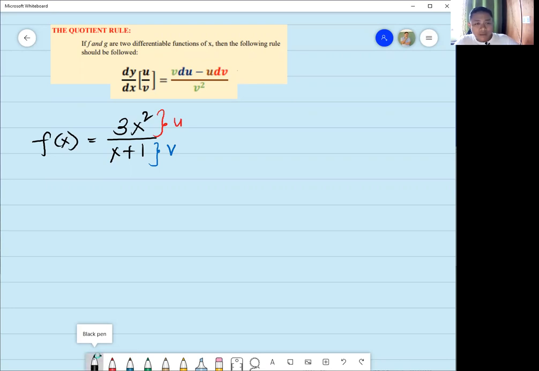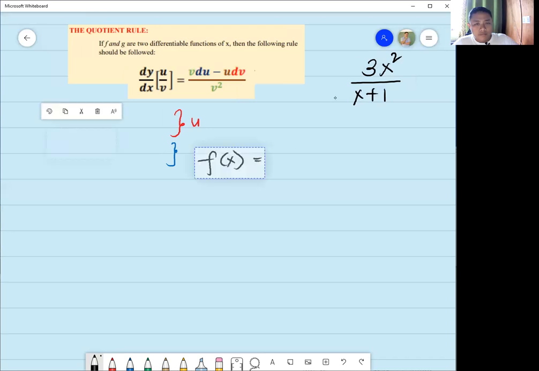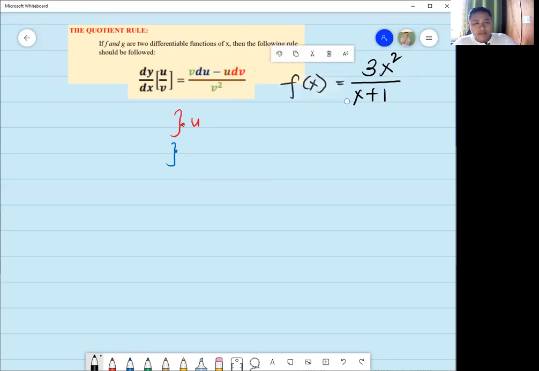Okay. So we now have here f prime of x. Wait, I'll transfer the given here so that I have more space. So of course, this is our U. And this is our V. Okay, let's now do the process.